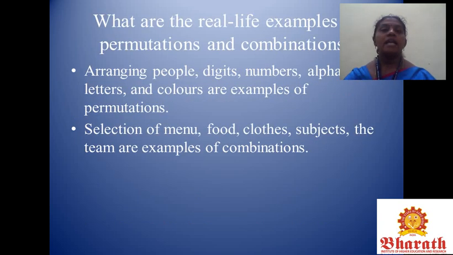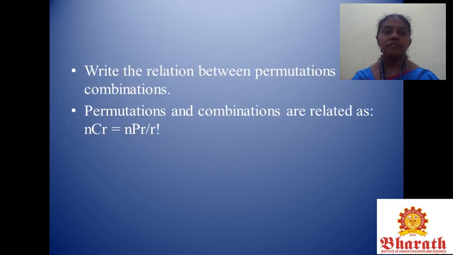So what are the real life examples of permutations and combinations? Arranging people, digits, numbers, alphabets, letters and colors are examples of permutations. Selection of menu, food, clothes, subjects, the team are examples of combinations. Write the relation between permutation and combination. So the relation is nCr equal to nPr by r factorial.